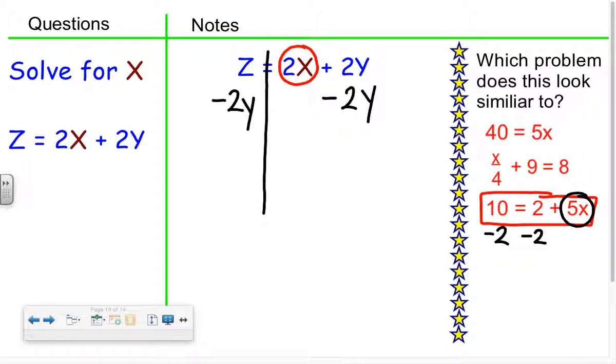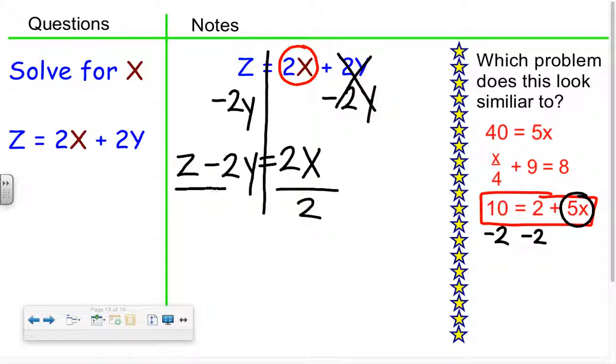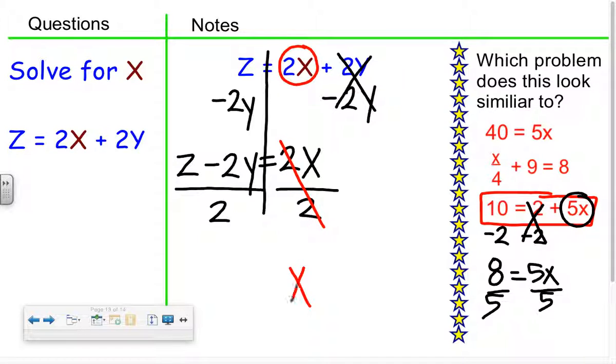We're still subtracting because that's how we always get rid of the number next to the variable, or the number paired with the variable. So that made 0. Bring down my 2x. And then I've got z minus 2y. Now if I need to get x by itself, I just do my last step of dividing, just like I would have over here. I would have divided both sides by 5, so I'm dividing by 2. So these cancel, and I'm left with x equals z minus 2y.